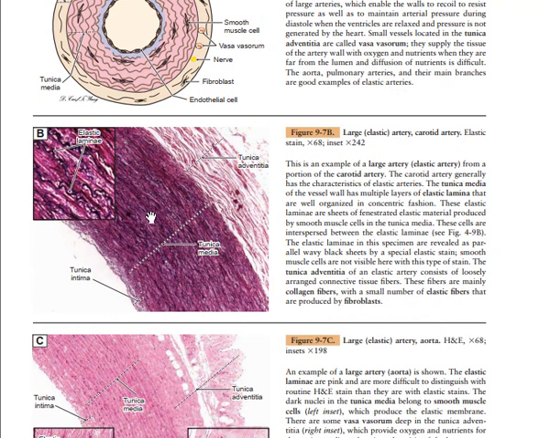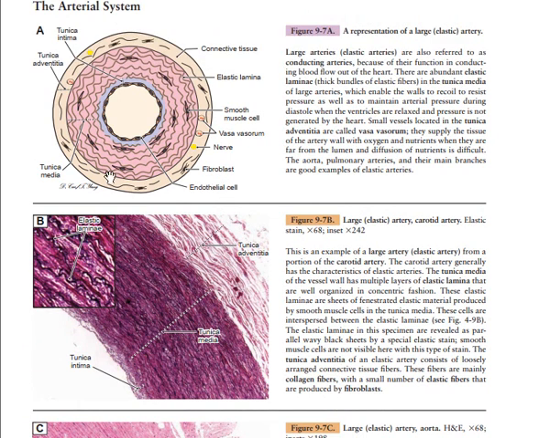Now the next one you can visualize also. In the large arteries, don't forget to mention that you can also see some small blood vessels called vasa vasorum located here.